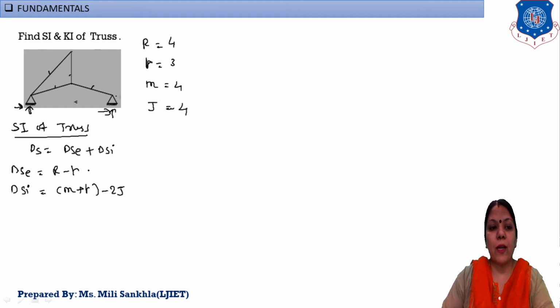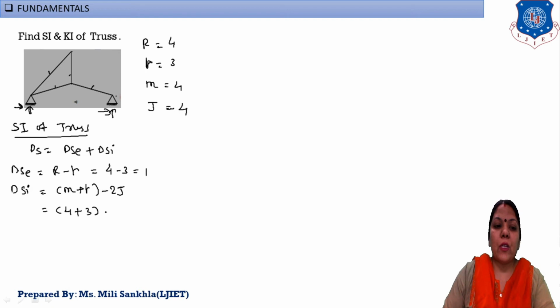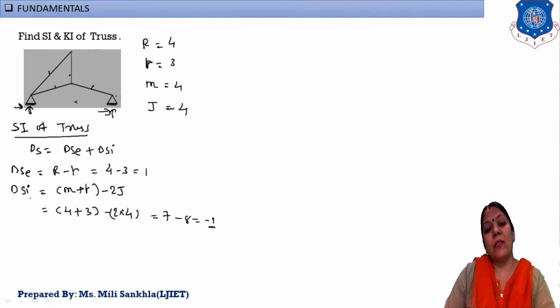Now one by one put in the values. DSE: capital R is equal to 4, small r is equal to 3, so 1. DSI: the number of members is 4, small r is equal to 3, then 2 into j, we found 4. Here 4 plus 3 is equal to 7 and 4 into 2 is 8. Our answer is minus 1. That means the given truss is internally unstable.